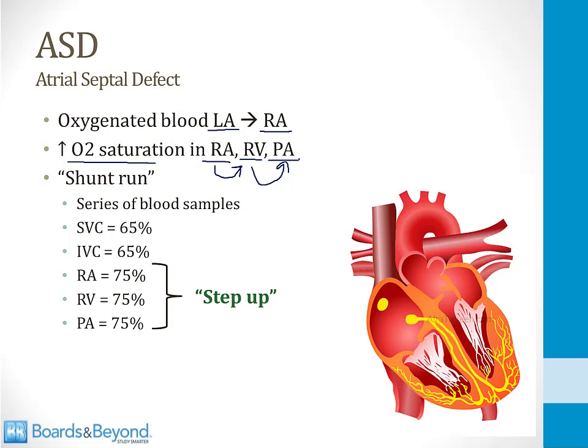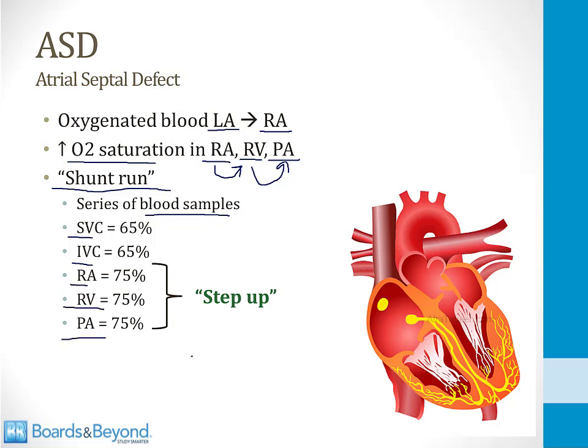You can detect this increase in oxygen saturation by doing something called a shunt run. This is where a series of blood samples is taken from different vessels and chambers of the heart. So for example, in a shunt run, you can sample the blood and measure the oxygen saturation in the SVC, IVC, right atrium, right ventricle, and pulmonary artery.